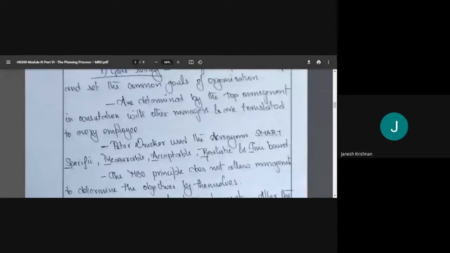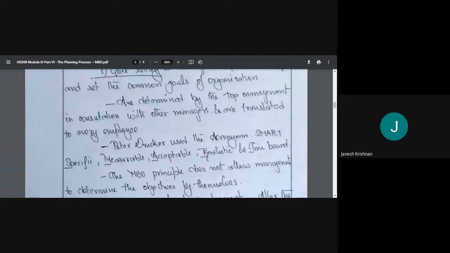It should be measurable. Okay, it should be measurable. That is, 1,000 pens, you can measure. We need to produce 1,000. We produce 999. Or we need to sell 1,000 units. We sold 1,001. And then we can measure.